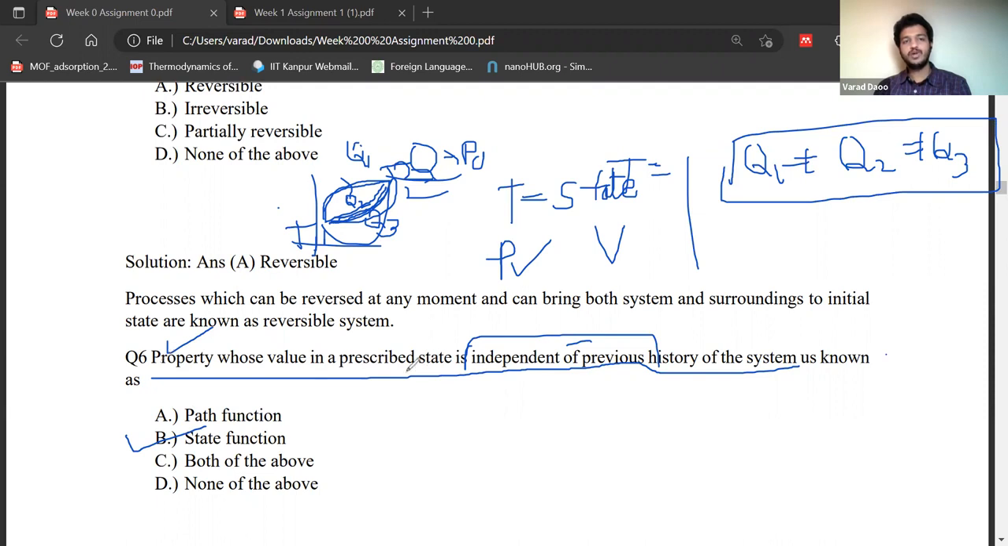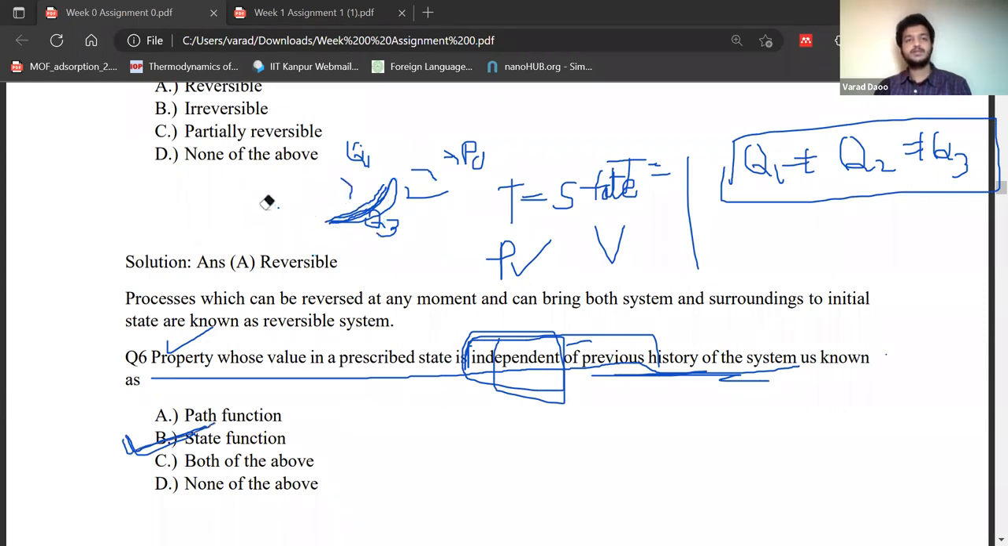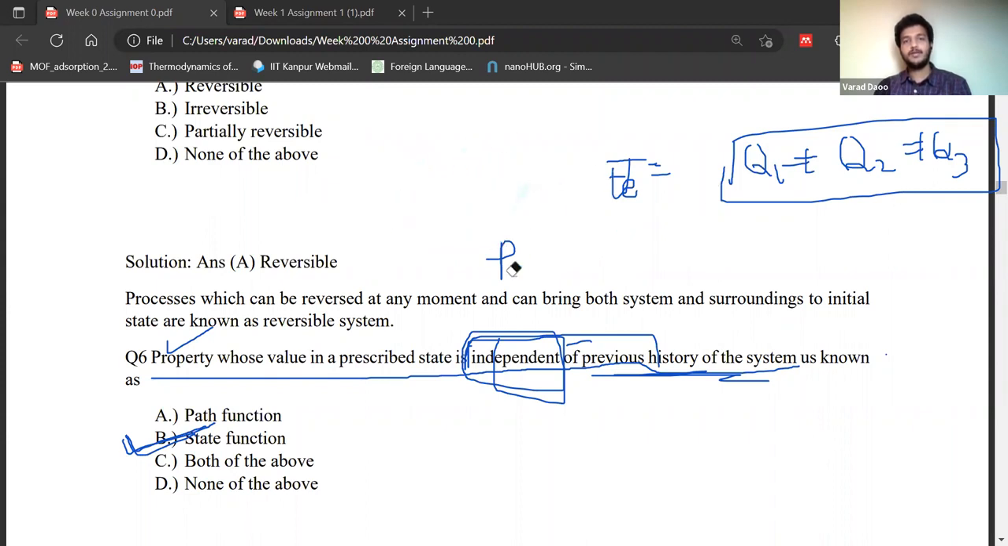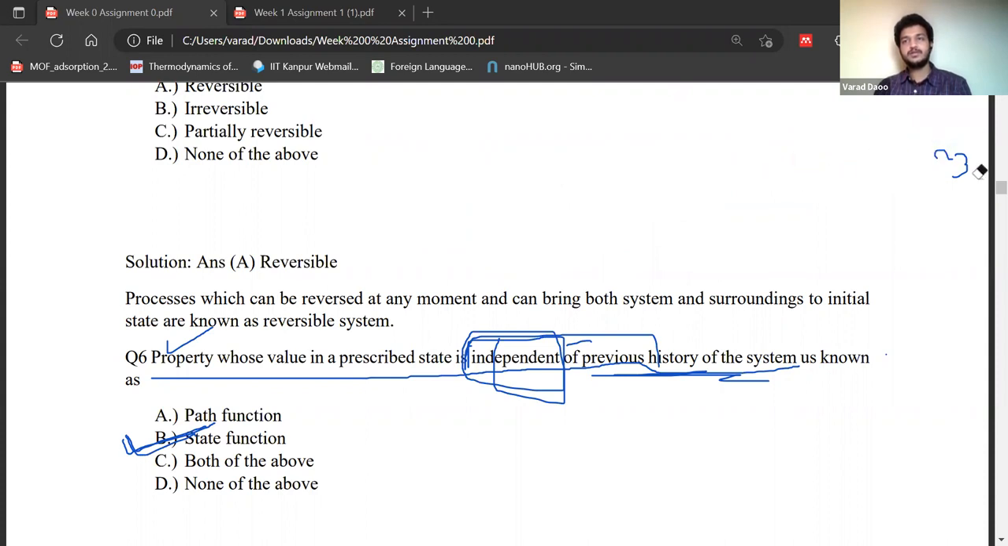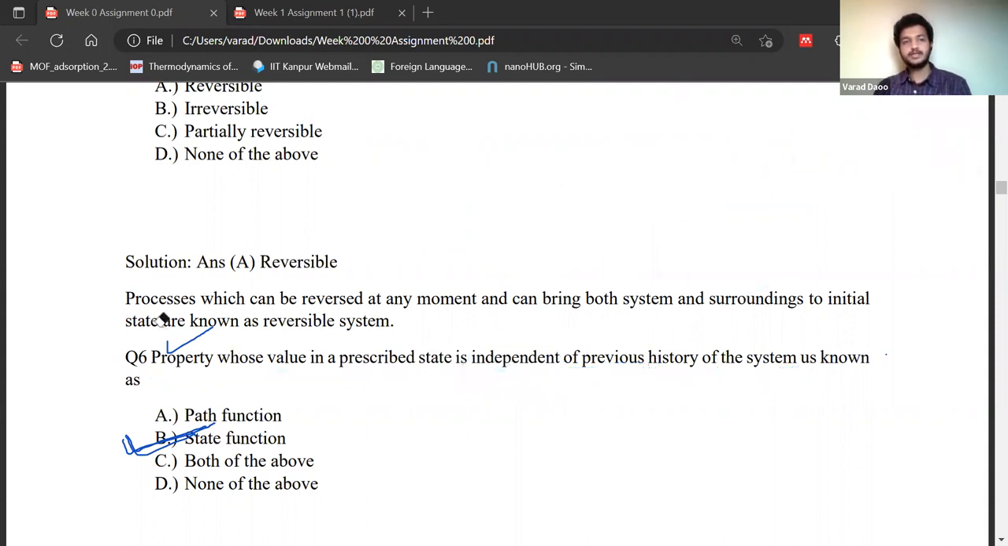So a property whose value in a prescribed state is independent, and this word is very important, independent of the previous history of the system, is a state function. So the correct answer would be B, state function, right? So does anybody have any questions? I will wait for one minute. If nobody asks, then we will go to the next question.